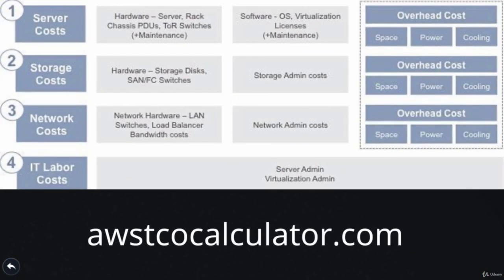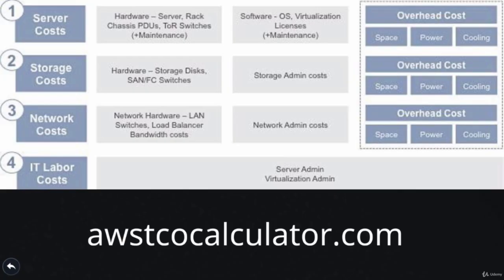Okay, so the total cost of ownership is made up of 4 main cost centers there, being server, storage, network, and IT labor costs. Now, the server costs, that could consist of hardware, such as the servers, racks, all of that sort of thing, and also the software that is running on that server. So we may require maintenance, it may require licensing and that sort of thing.